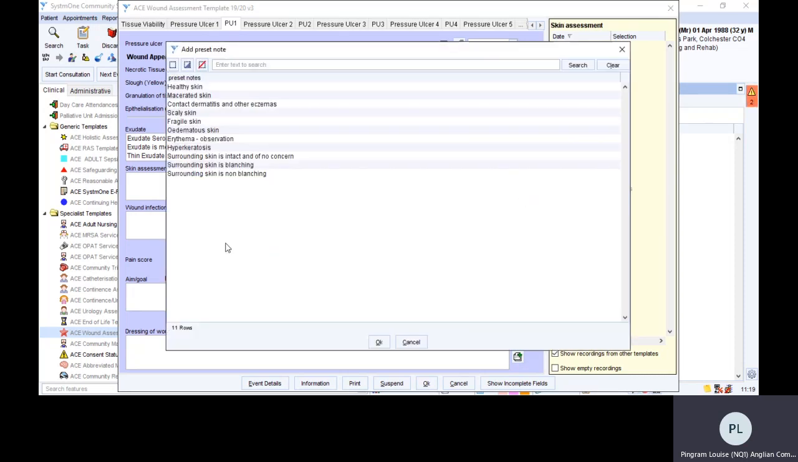So looking at the skin assessment, this is more to do with what is going on around the area of that wound. So is it healthy skin? Is the skin macerated?